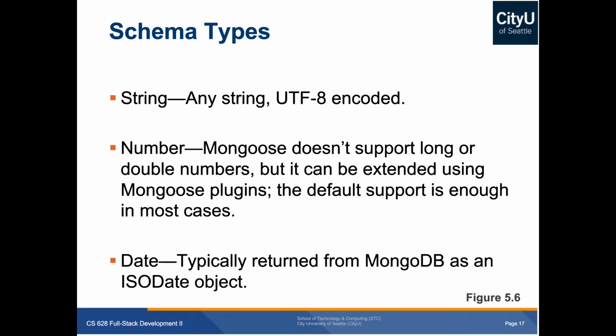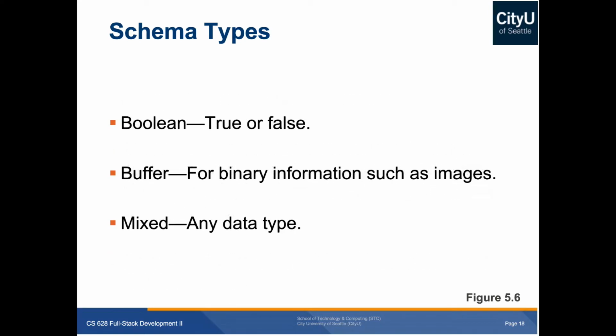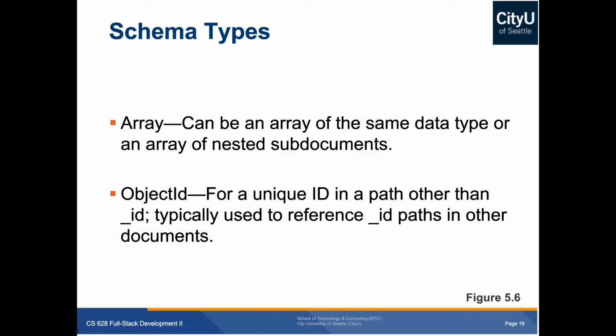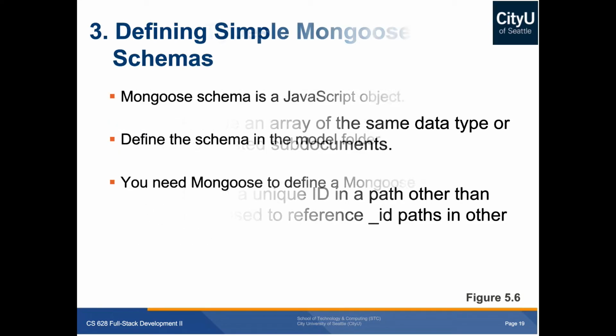String is any string, UTF-8 encoded. Number, any number with some restrictions. Date uses the ISO date object, so you use the ISO date and then open parentheses and insert the date so that it can convert it properly. Boolean, true or false. Buffer for images. Mixed, any data type. Array. ObjectID is the unique ID that is created every time you create a document. You don't really need to add a value here. By default, it creates its own.